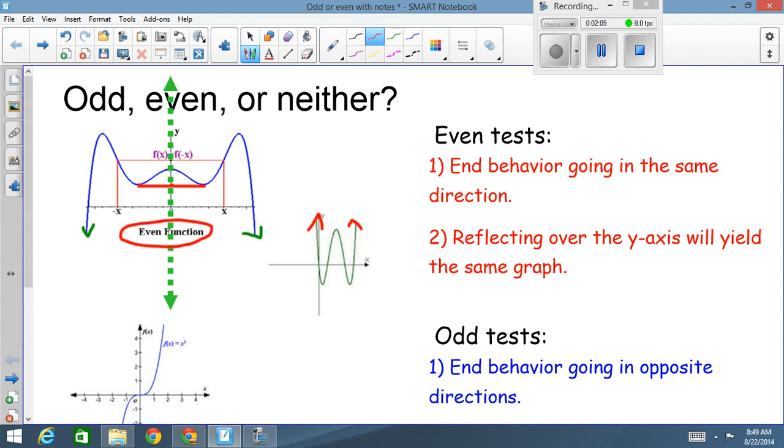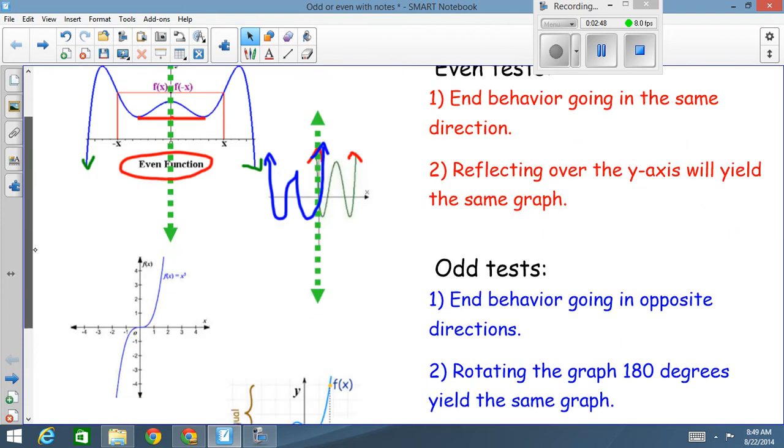The second example actually ends up not being an even function, because if you were to reflect over the y-axis, you would not get the exact same graph. It would be helpful if I actually drew a vertical line. There we go. All right. So let's pick a point on this graph. Really, you can pick any point, but the idea is this. If I were to reflect this over the y-axis, it's going to look something like this, and you see that you don't get the exact same graph. It'd be totally different. Okay?